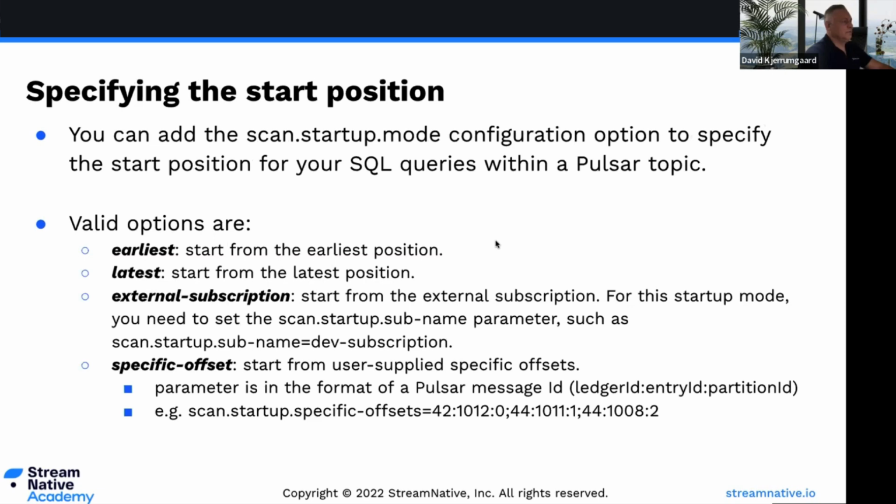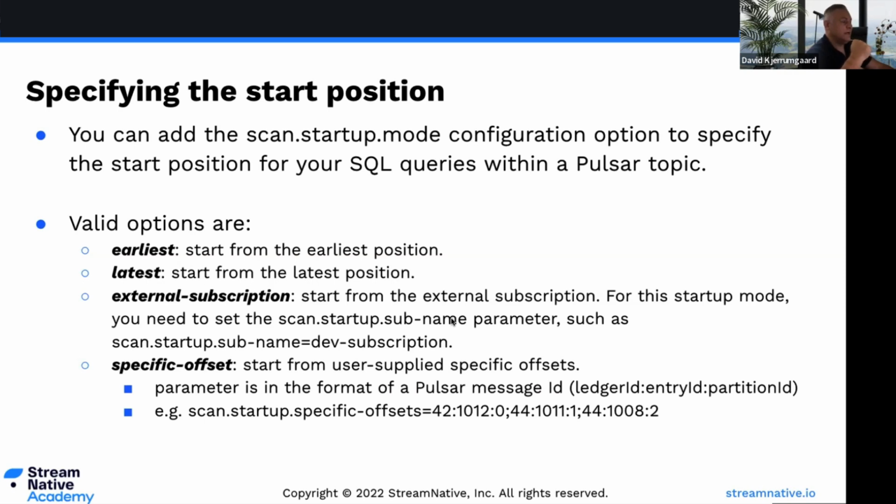Again, we've alluded to this. You can add that scan startup mode configuration property to specify where your SQL queries will start in the Pulsar topic. There are a couple of defaults. Obviously, earliest is there. Latest is an enumeration; it maps to the most recent data. It skips all the older historical data.